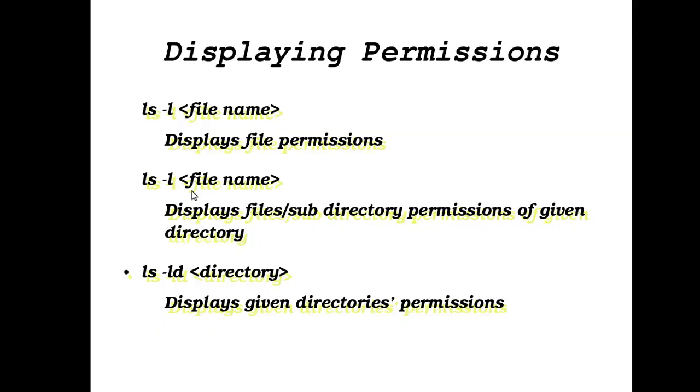Now, how do you display the existing permissions of a file? There are two commands. Basically, one is ls -l, which lists the permissions of a file. ls is list, -l refers to the long list of the file permissions or properties. ls -l with a file name would display the file permissions, and if you provide a directory name beside it, it should list the contents of the directory, and ls -ld provides the permissions of the directory itself.